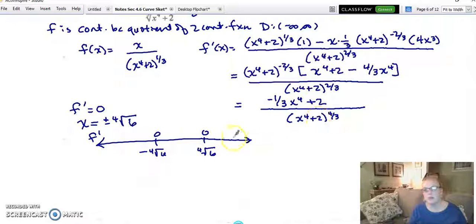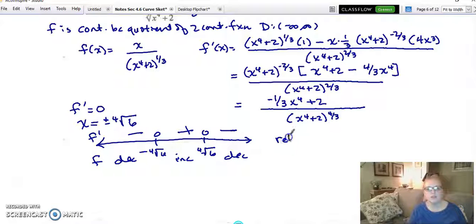0 would be a positive over a positive. If I pick something like 100, that's going to be negative on the top. The bottom's always going to be positive, so I can start ignoring it. So if I put in like 100, that's going to end up being a negative number. And then if I put in like negative 100, it's still going to be a negative number. So f is going to be decreasing, increasing, and then decreasing.